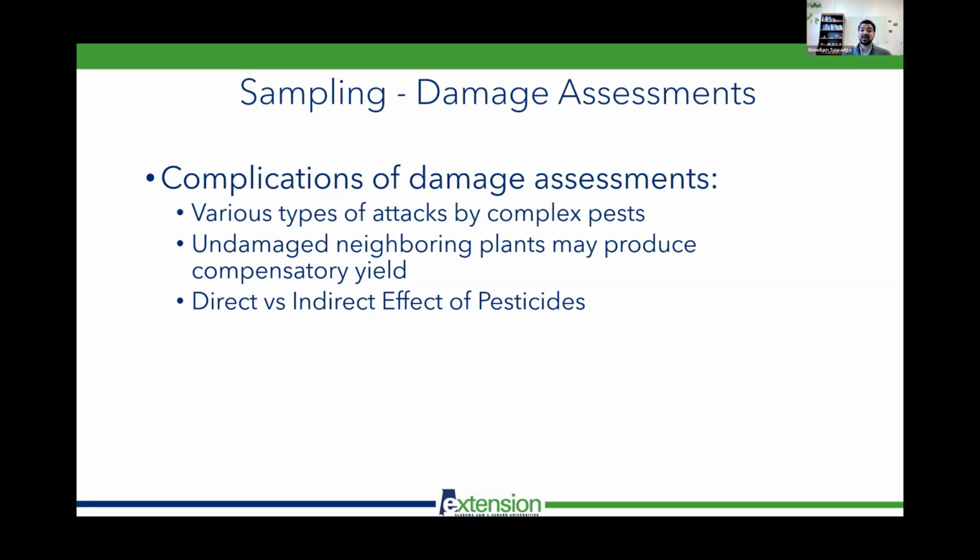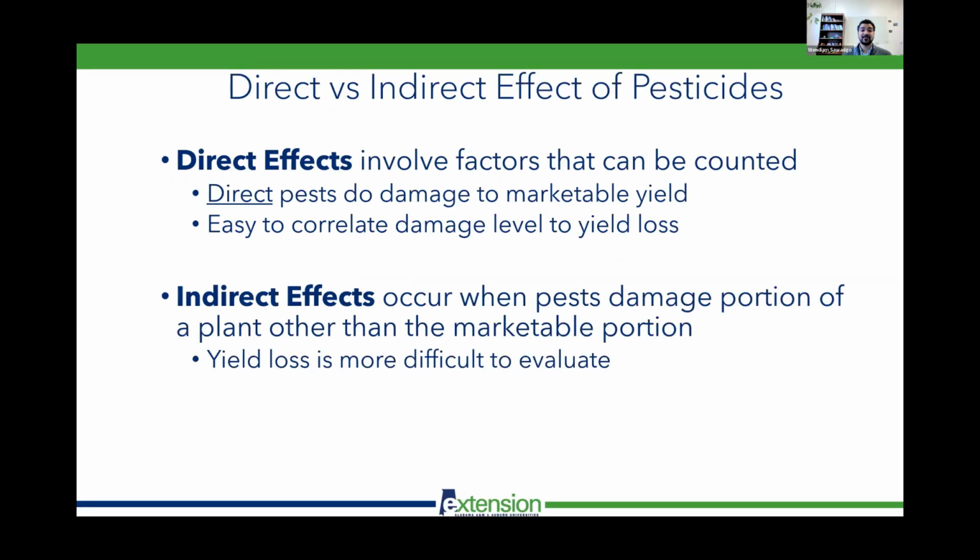And then I'll talk about direct versus indirect effects of pesticides. And so when we're looking at pesticides' direct effects, those involve things that can be counted. So usually we're saying that's when it does damage to some marketable yield. And so it's relatively easy to correlate the damage level we have to the yield loss. For example, the picture I showed before with the apples, that's an example of a pest doing damage to marketable yields. Whereas if a pest does damage to the tree, that would be an indirect effect because it doesn't affect the marketable yield.